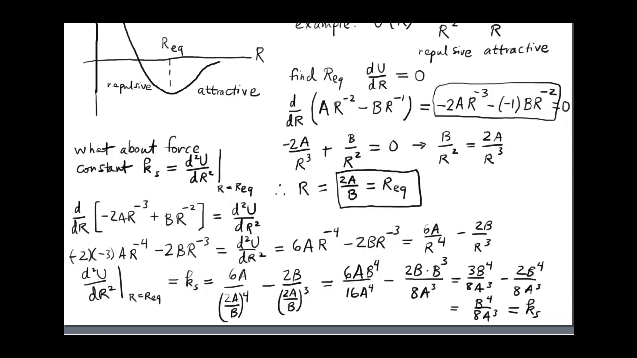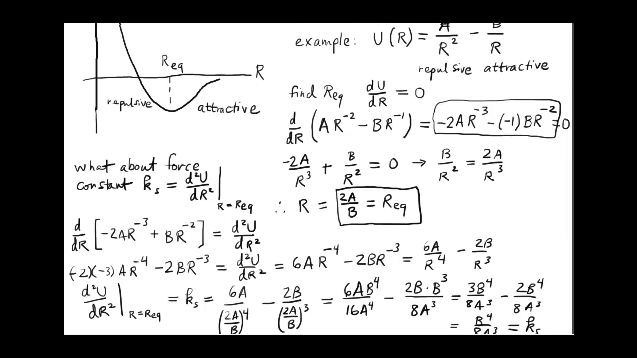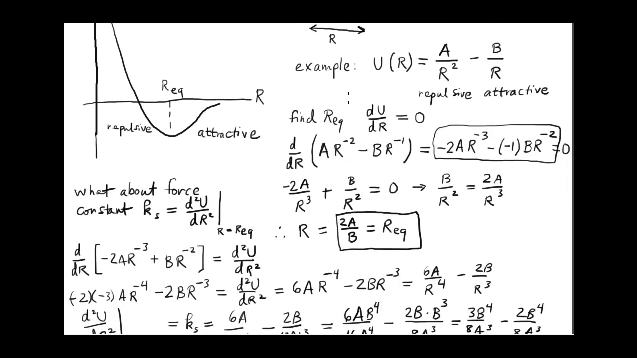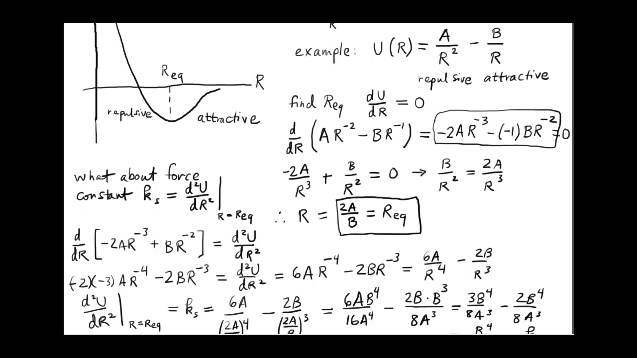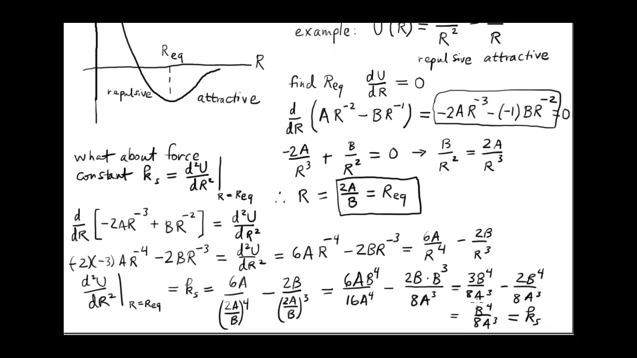So let's just review. What did we do? We started with a potential energy function that was given, that someone said, hey, this might present a good approximation to the way a physical system might behave. Then we took the first derivative and set it equal to 0. That gave us an expression for the equilibrium position, Req. Then we went back and took the second derivative, evaluated it at the equilibrium distance, and found this expression here in the bottom right for the force constant.